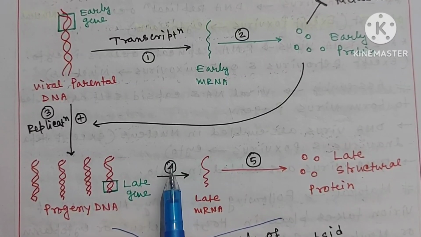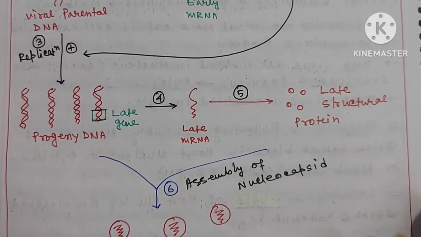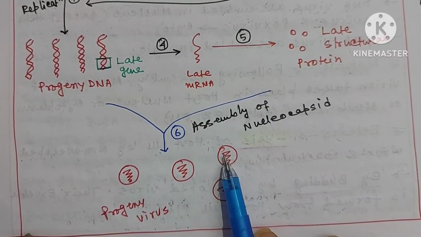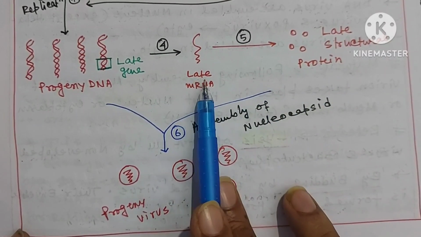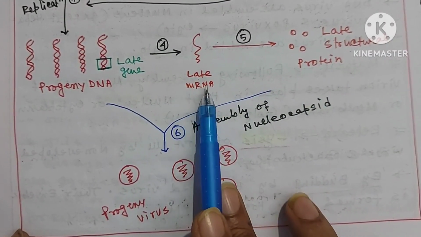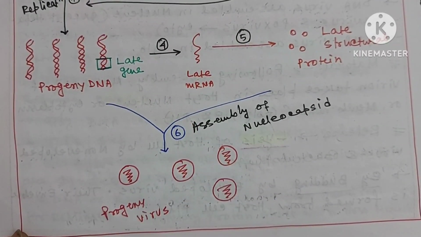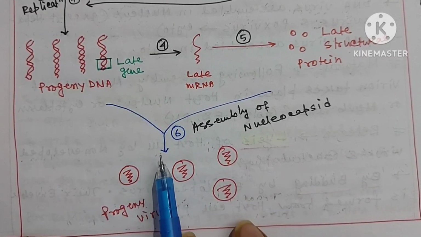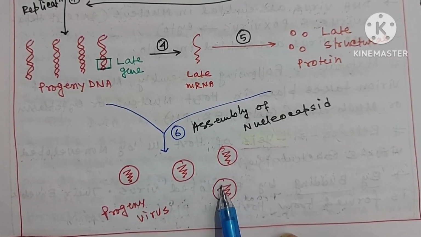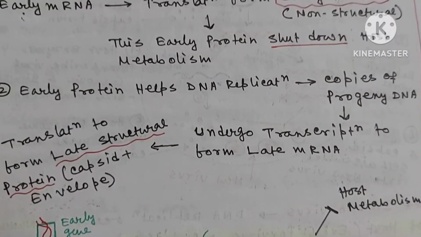From this late gene, by transcription the late mRNA is synthesized, and this late mRNA produces the late structural protein, which forms the capsid layer of the virus. These late structural proteins are from late mRNA, which is synthesized from the late gene. This late gene is present in progeny DNA, not in parental DNA, remember it. This late structural protein and the replicated progeny DNA assemble together to form the nucleocapsid, or the progeny virus, and this is the reproductive strategy of DNA-containing viruses.